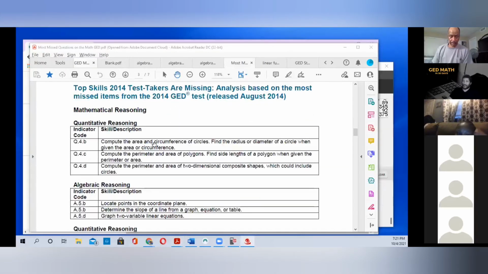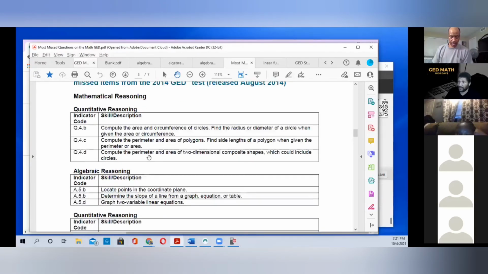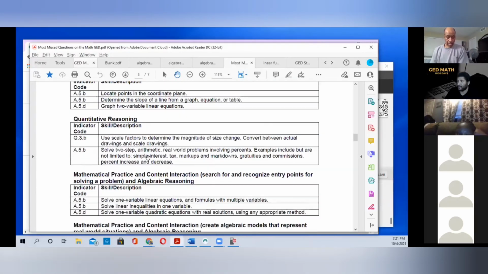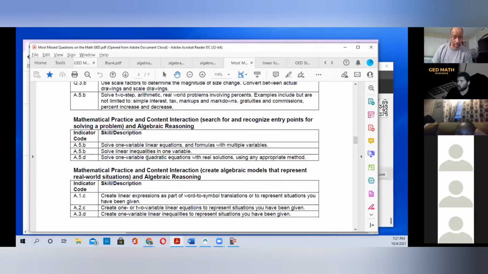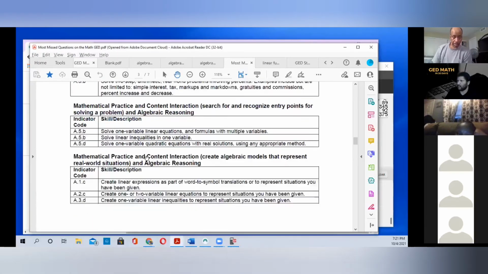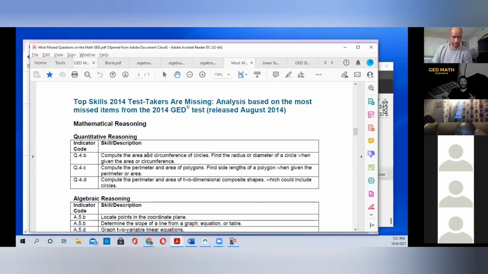So right there: compute the area and circumference of circles, find the radius or diameter of a circle when given the area or circumference. Compute the perimeter, find side lengths of a polygon when given the perimeter or area. So look at all these. That's geometry. That's it.